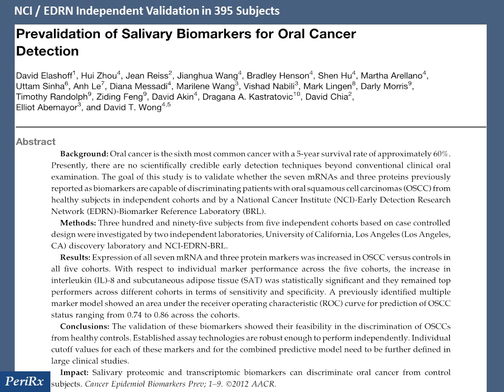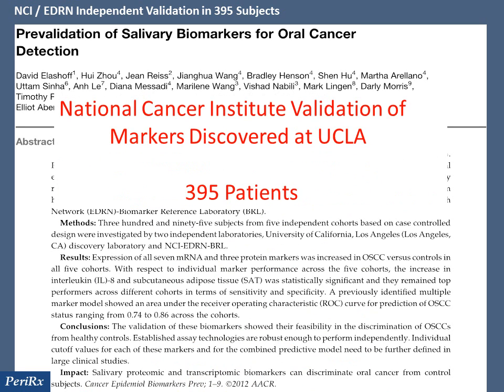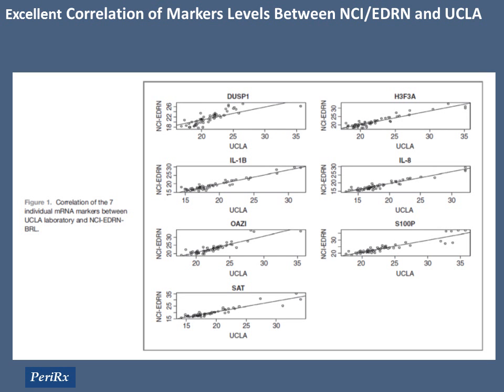The National Cancer Institute Early Detection and Research Network validated these salivary biomarkers independently in a study that involved 395 subjects. When comparing the results obtained in the National Cancer Institute Early Detection and Research Network Bioreference Laboratory and the laboratory at UCLA, you can see that there was excellent correlation between these two laboratories.